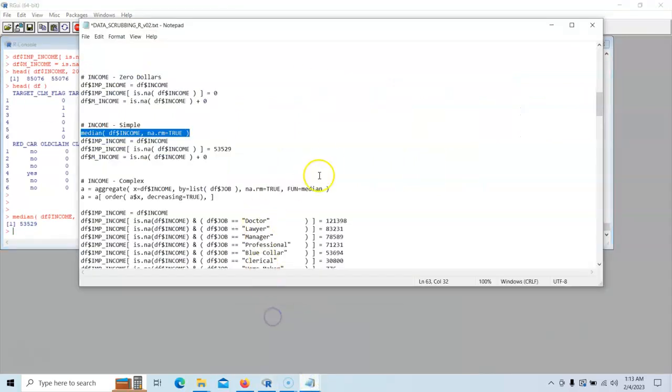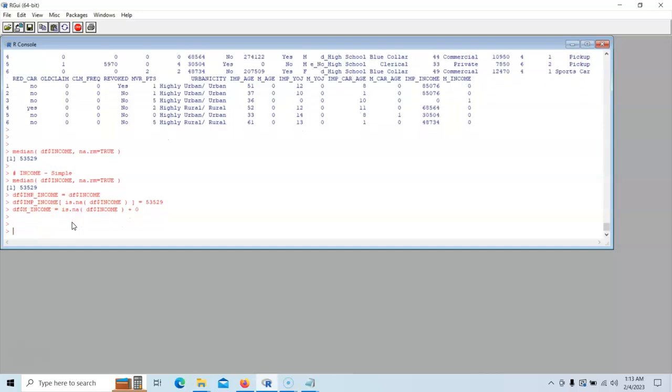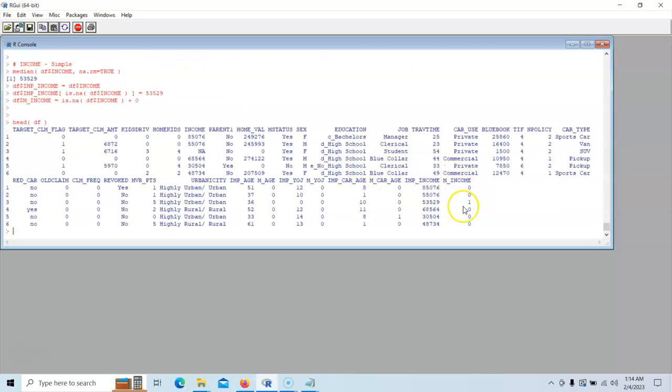So let's do that. Now we know that the median is $53,000, and I could say, let's copy this guy over into the imputed income. And if it's missing, set it to $53,000. I could do that. Let's take a look at that. Head DF. And see, that guy's missing, and we set it to 53,000. So that's another thing we could do.